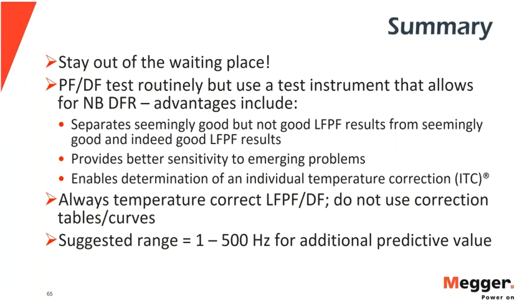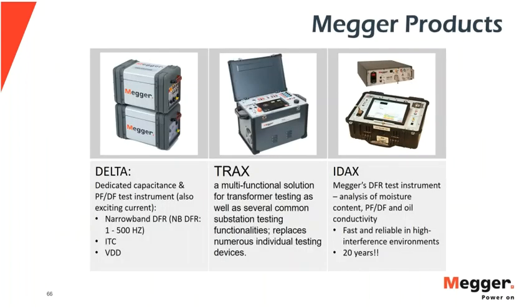The suggested range for narrowband DFR testing is 1 to 500 hertz, because going down to those lower frequencies is really going to give you some good predictive value and come in handy for larger insulation systems as well, where you really need that ability to see conductive losses, because you just can't see as well when you do power factor averaging tests on large assets.